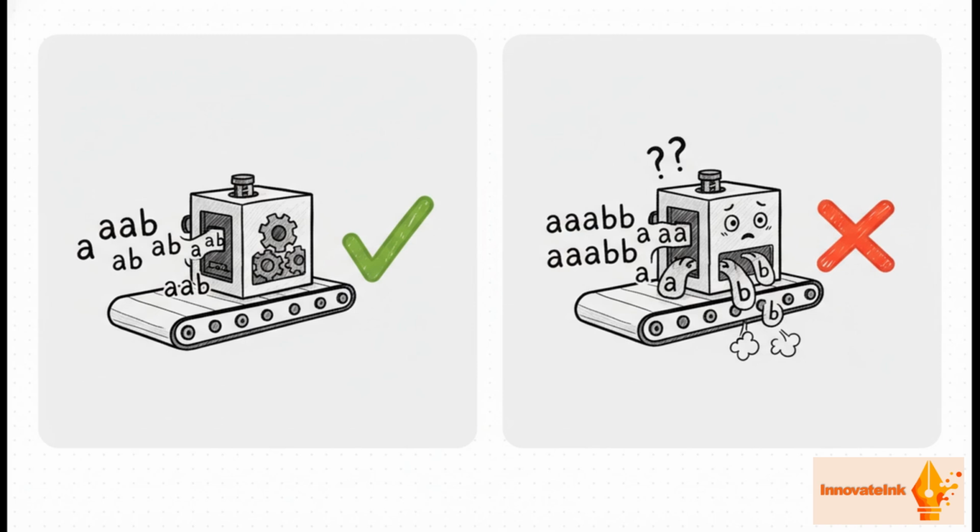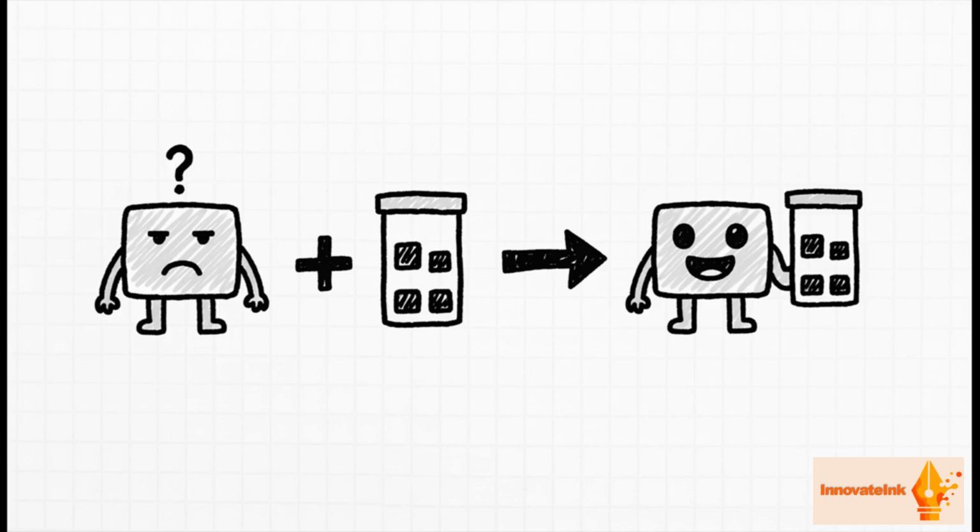An FA can easily recognize any number of A's followed by any number of B's. That's a simple pattern, no problem. But the second you ask it to recognize an equal number of A's and B's, it fails. And why? Well, because to do that, it would need to count the A's. It would need memory.